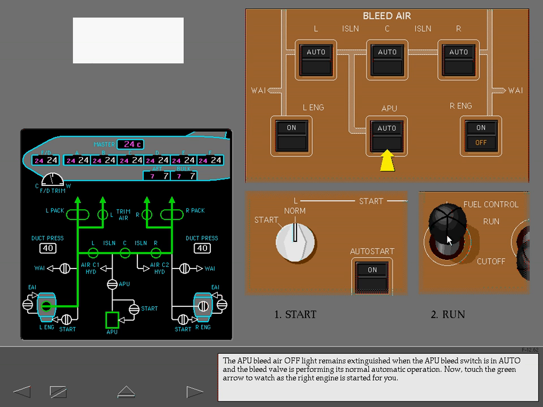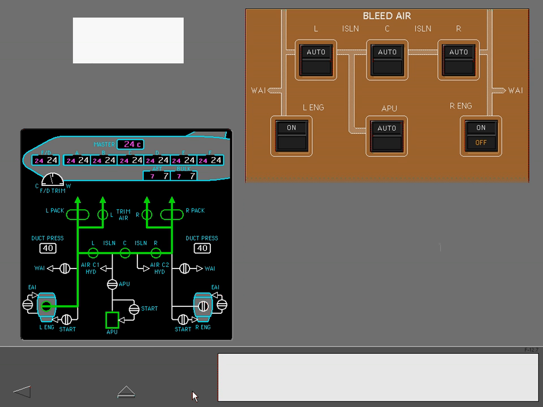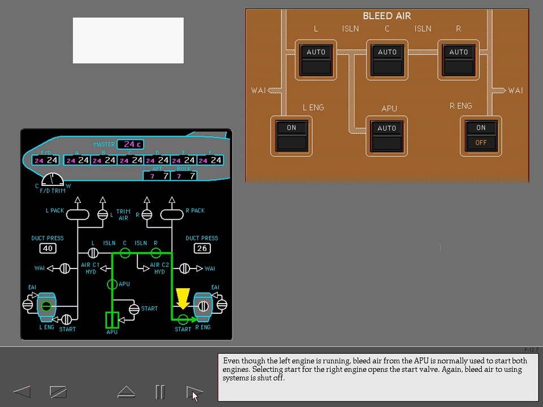The APU bleed air off light remains extinguished when the APU bleed switch is in auto and the bleed valve is performing its normal automatic operation. Now touch the green arrow to watch as the right engine is started for you. Even though the left engine is running, bleed air from the APU is normally used to start both engines.